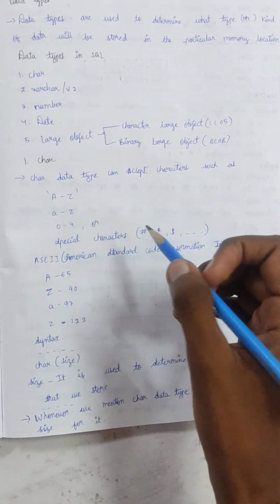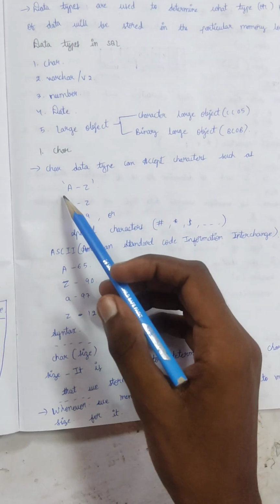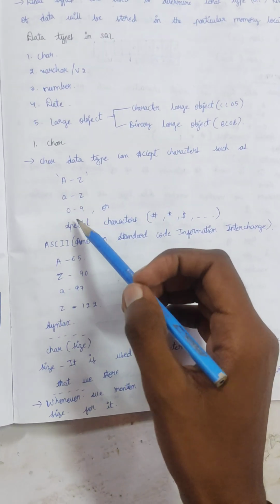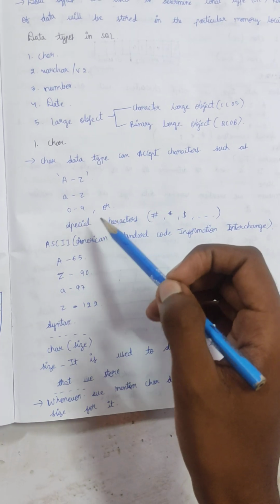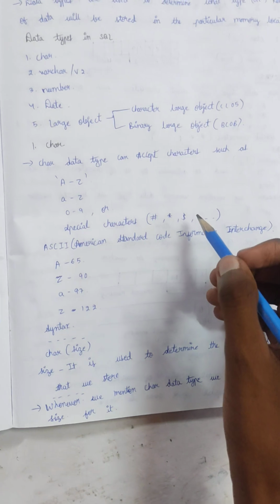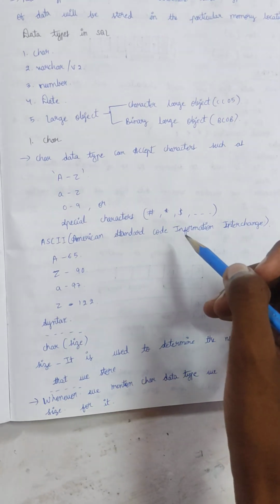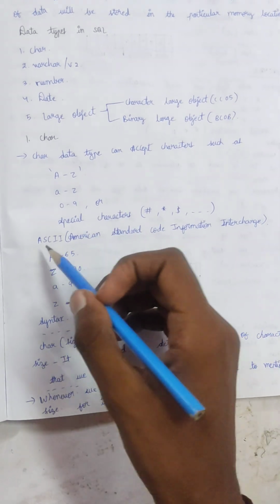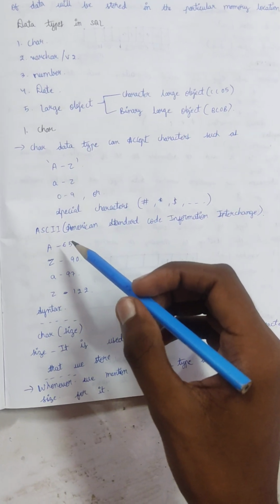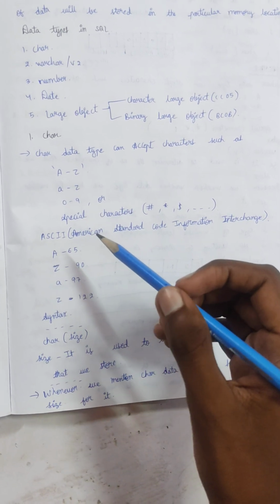Char data type can accept characters such as A to Z uppercase, a to z lowercase, 0 to 9, or special characters like asterisk, slash, or dollar symbol. It is based on the American Standard Code for Information Interchange, also known as ASCII. As we know, ASCII gives separate values for uppercase, lowercase, and special characters.